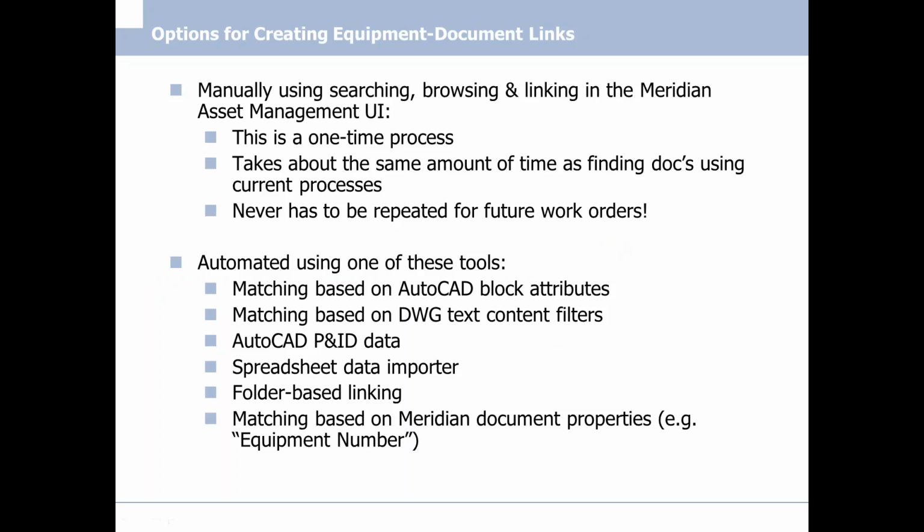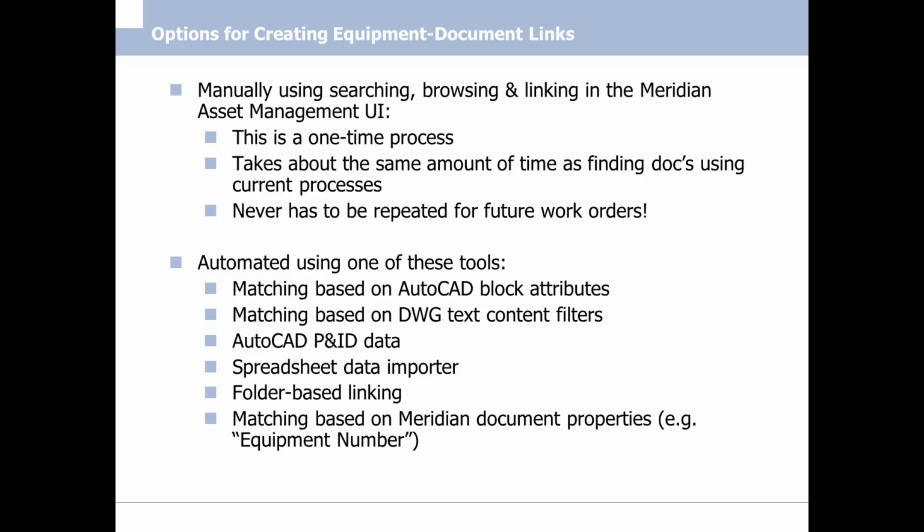Now, one thing that was shown in the video was the process of linking objects to documents, and there's a nice user interface to do that quickly and efficiently. Talking about going through the Meridian Asset Management user interface, it's a one-time process. It takes about as much time as finding documents using current processes, with the advantage being that you only have to do it once. Then once you've got them linked, the next time maintenance is done on that same piece of equipment, the documents are already there. So even linking them manually, there's a payback.